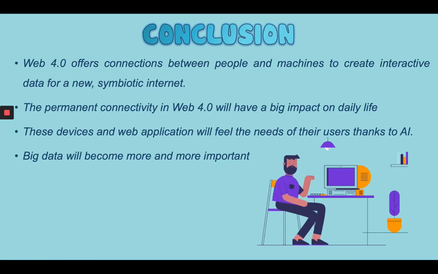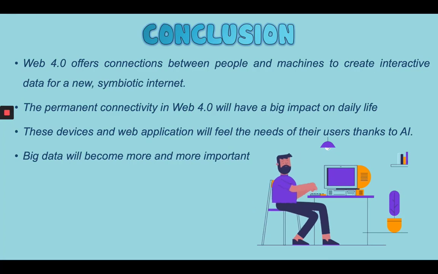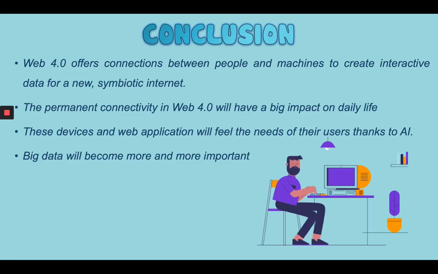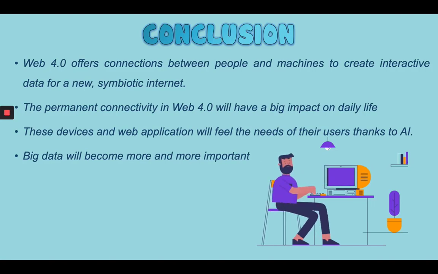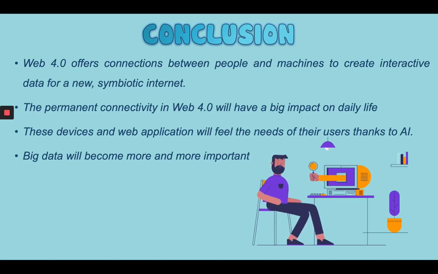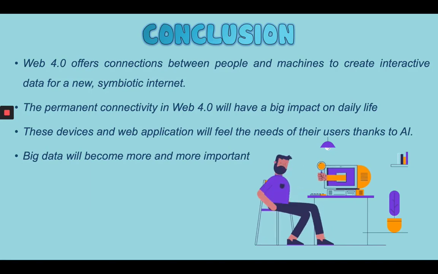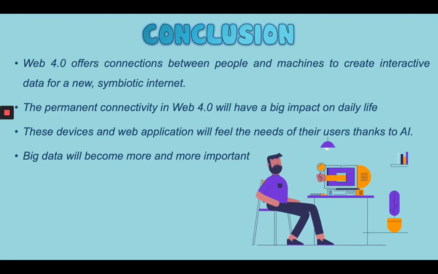In conclusion, Web 4.0 offers connection between people and machines to create interactive data for a new symbiotic internet. The permanent connectivity in Web 4.0 will have a big impact on daily life. The use of the new techniques in everyday activities will result in a symbiosis between people and machines.